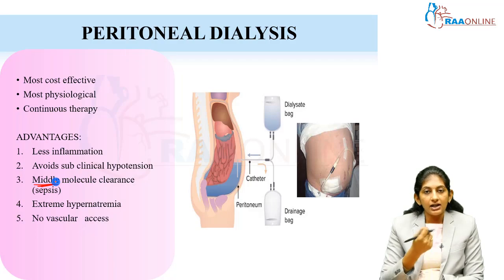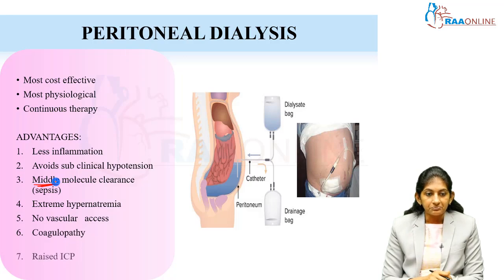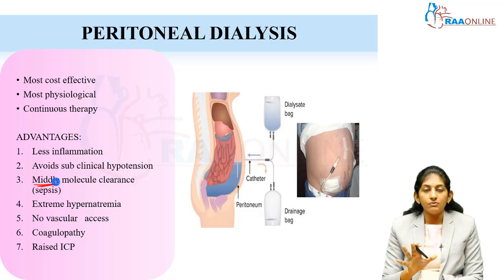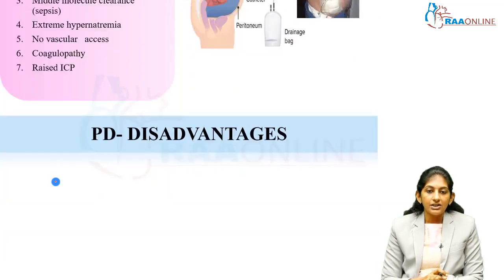Another advantage, we don't need a vascular access like an IJV or subclavian vein, which needs expertise. And it does not cause alterations in the ICP. So even in a case of raised ICP, peritoneal dialysis can safely be initiated.